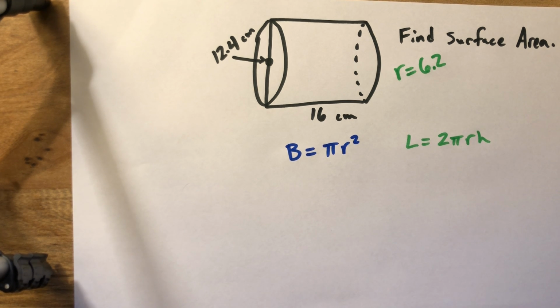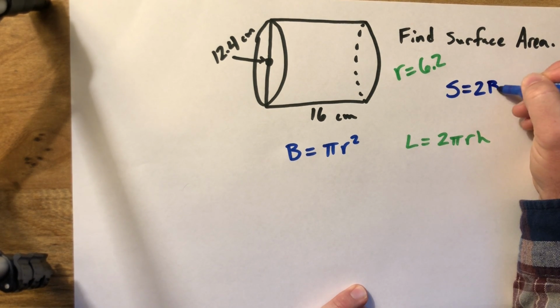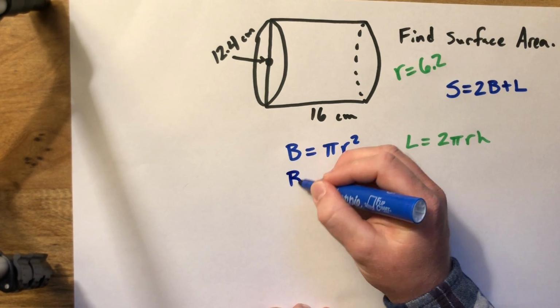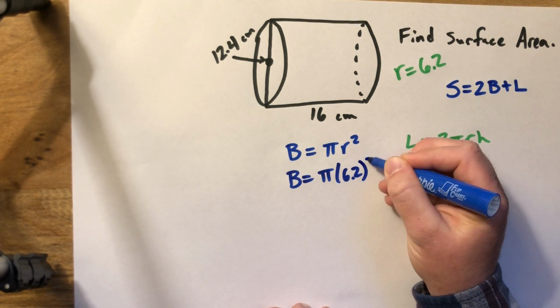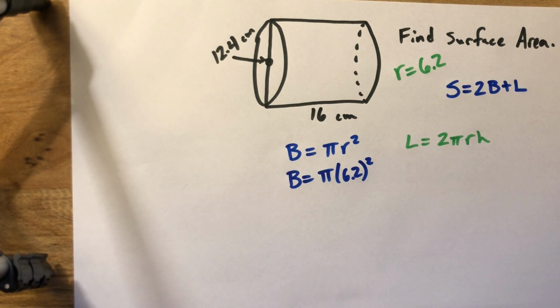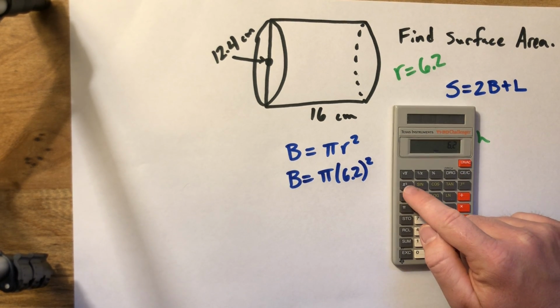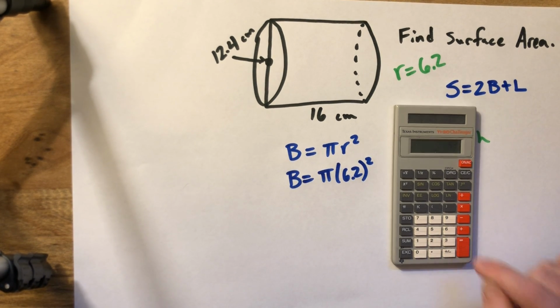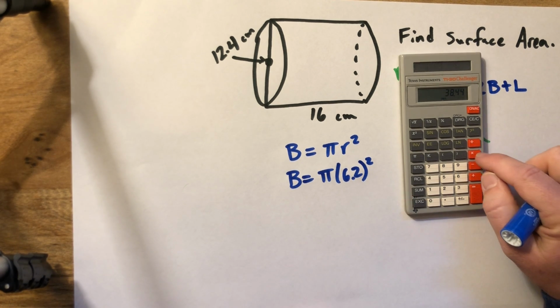Let's look at our base area. Remember, we actually have two base areas, so when we find the total surface area, we'll use that formula of surface area equals 2 base areas plus lateral area. Okay, so base area equals pi times the radius, 6.2 squared. First things first, 6.2 squared. My calculator has a squared key, but if yours doesn't, that's okay. 6.2 times 6.2 is 38.44. Then times pi.